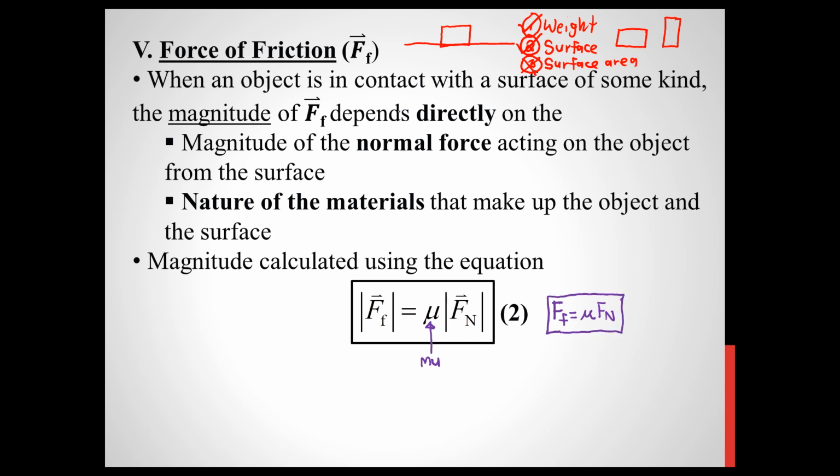Going back to what the force of friction directly depends on, there's a direct relationship between the force of friction and the normal force, and it also depends directly on the surfaces that are in contact. This coefficient, mu, is going to have something to do with the surfaces that are in contact. We'll get into that a little bit later.